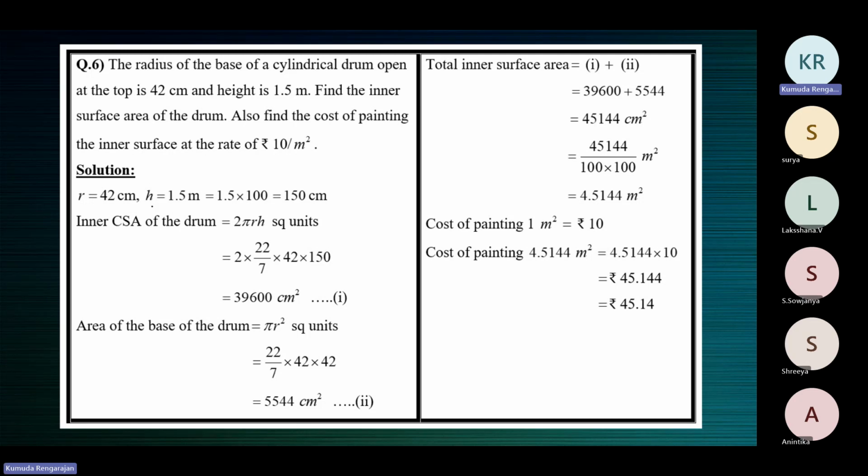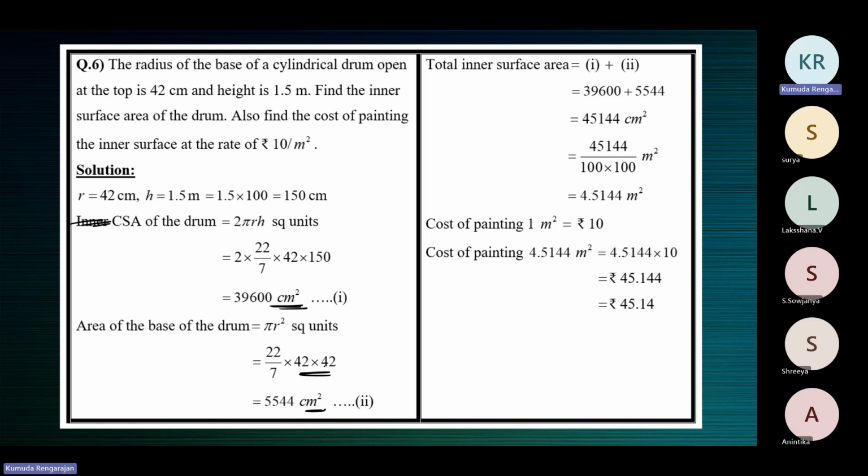So I have converted a meter to centimeter. 1.5 into 100, 150 centimeter. Inner CSA, inner curved surface area, or simply curved surface area of the drum is equal to 2 pi r h. So 2 pi r, 42 centimeters, h 150 centimeters. So my answer is in centimeter square. Then area of the base of the drum is pi r square, circle. So 22 by 7 into radius 42 into 42. This also is in centimeter square.